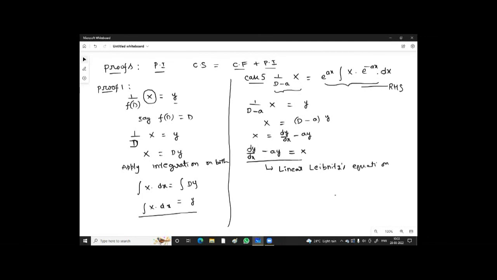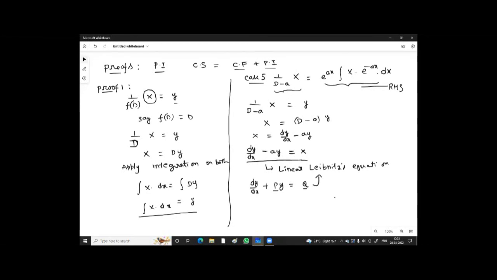Okay, linear Leibniz equation. We have seen how to write the solution also. The solution is like this: if the equation is in this form, dy by dx plus py is equal to q, where p and q are functions of x, this is what we call the linear Leibniz form.